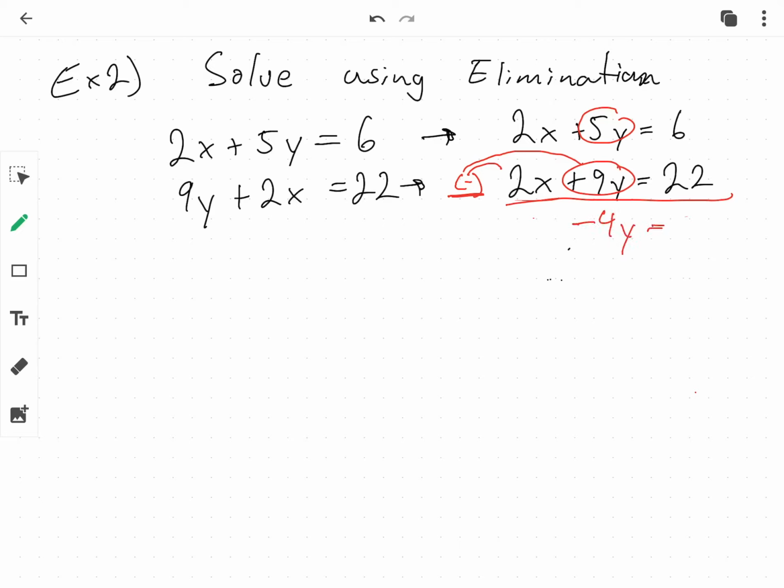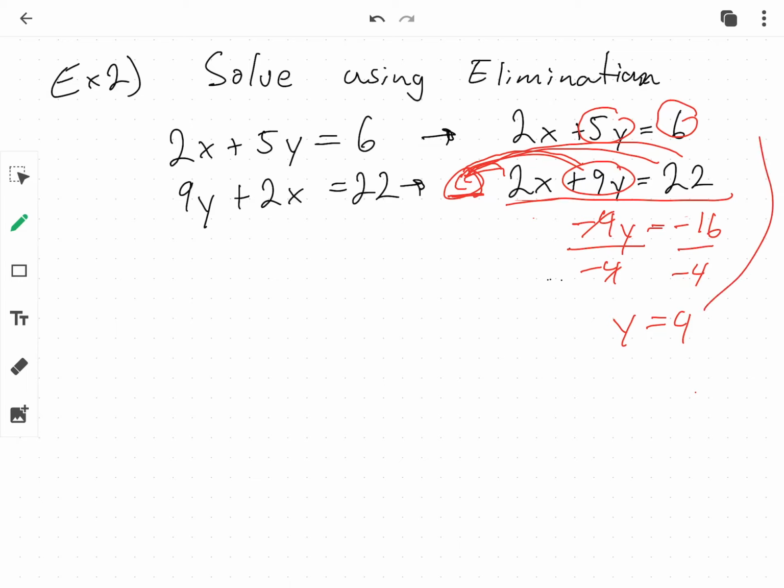And this is a very common mistake. Make sure you are subtracting each part. So now we have 6 minus 22 gives us negative 16. So now we can divide both sides by negative 4. Y is equal to 4. Now we substitute to find out what x is, substitute it back into the equation. So I'm going to substitute it back into the first one. It does not matter which equation you substitute it into.